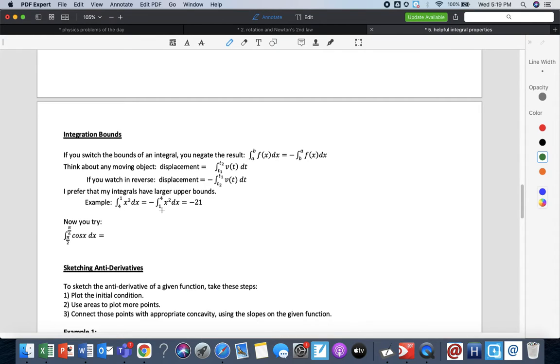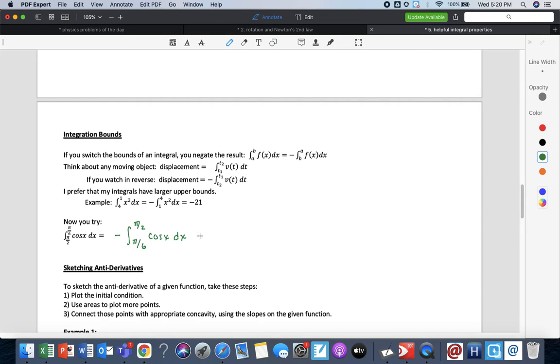I like seeing the integral from 1 to 4. So if I see the bounds this way, I switch them, negate my answer, and then proceed accordingly. So again, on a problem like this, I don't like that upper bound being smaller than the lower bound, so I throw a negative sign out in front and switch the bounds. And then I'm more comfortable handling my integral.